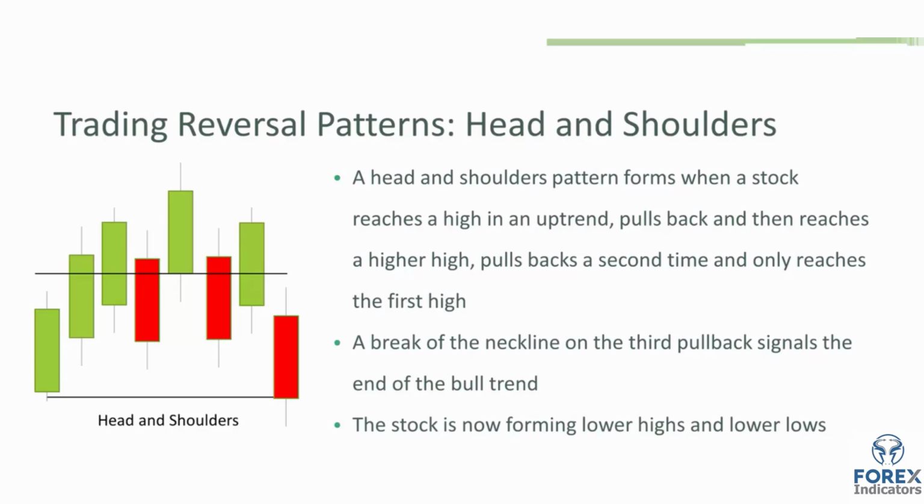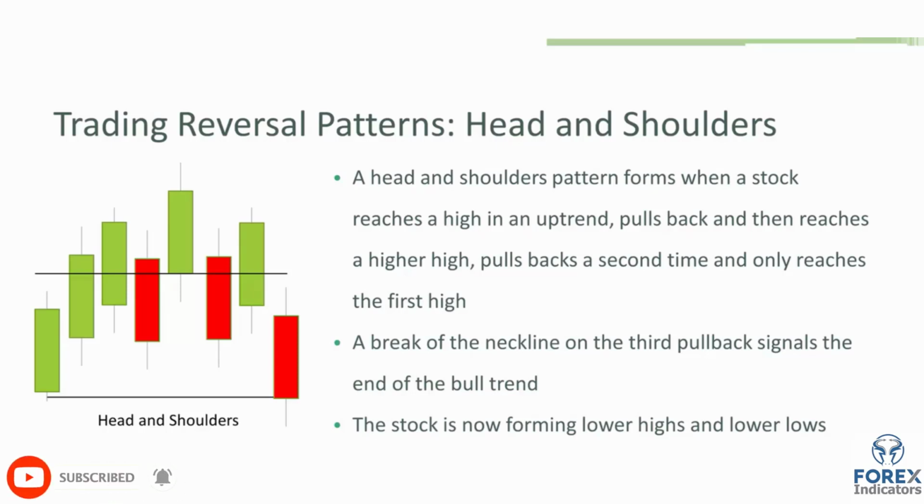This tells us that the bull trend has come to an end, and the stock will either move into a consolidation pattern or may move into a bearish pattern. The result is that the pattern looks like a head and shoulders, with the shoulders being the two lower highs and the head representing the highest high that the stock makes in the pattern. So when you break down the head and shoulders pattern, as I just said, it's the stock moving from a pattern of higher highs and higher lows to a pattern of lower highs and lower lows.